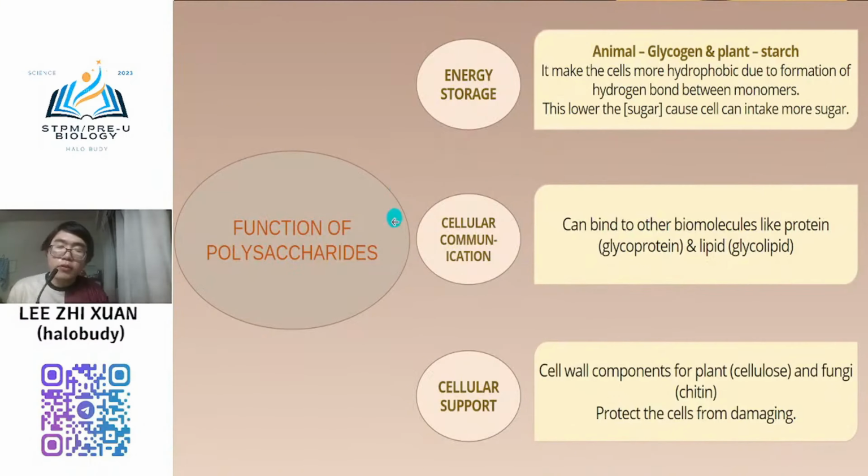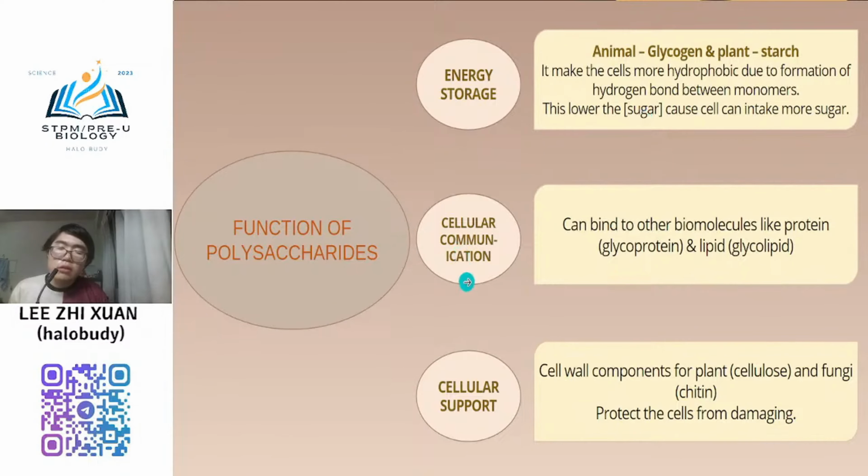And then the functions of polysaccharide. One of the functions is energy storage. In animals, it is stored in the form of glycogen, and in plants in the form of starch. It makes the cell less soluble due to the formation of hydrogen bonds between the monomers. Later we will see it, and it lowers the sugar concentration compared to glucose in solid form.